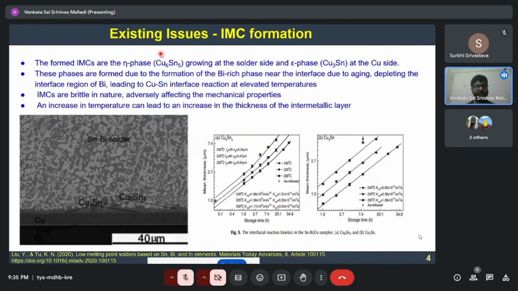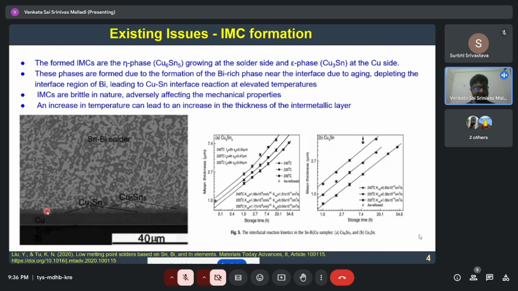So one of the main existing issues with the tin bismuth-based alloys is the formation of intermetallic compounds. The intermetallic compounds that are formed are the eta phase, Cu6Sn5, which grows at the solder side, and the epsilon phase, Cu3Sn, at the copper side. These phases are formed due to the formation of a Bi-rich phase near the interface due to aging, depleting the interface region of bismuth, leading to only a copper and tin interface.